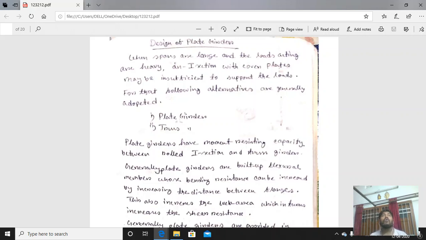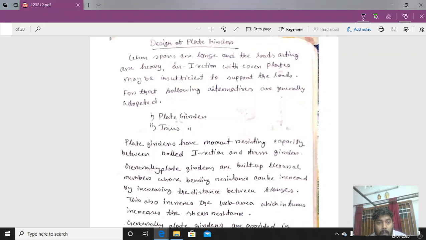So we have to think of some other material, some other section, so that the load can be carried, because a huge amount of load is carried. Now there are some alternatives to that. Number one is plate girder, number two is truss girder.